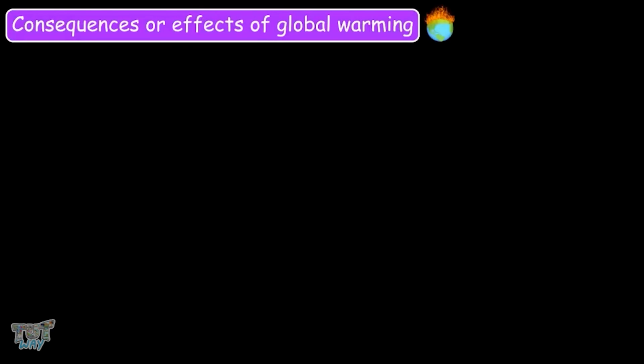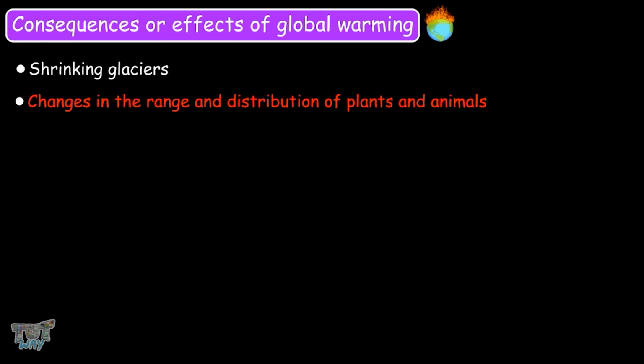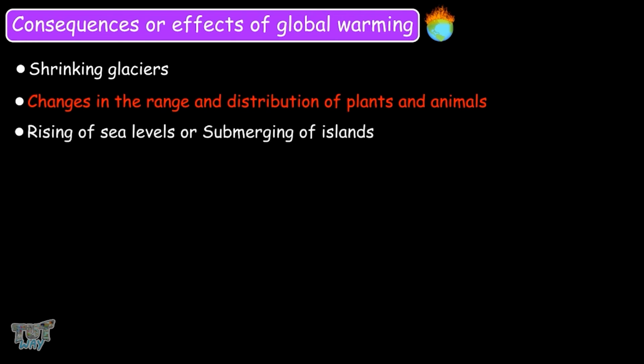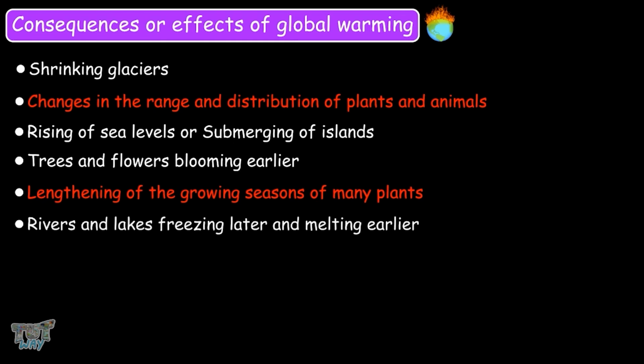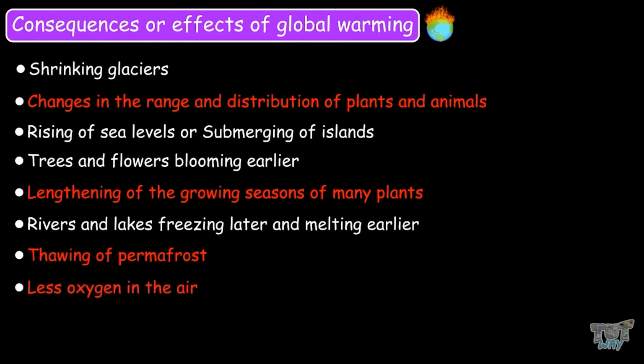Now let's learn some consequences or effects of global warming. Shrinking of glaciers. Changes in the range of distribution of plants and animals. Rising of sea levels or submerging of islands. Trees and flowers blooming earlier. Lengthening of the growing seasons of many plants. Rivers and lakes freezing later and melting earlier. Thawing of the permafrost. Less oxygen in the air. Less heat escaping to space from Earth.